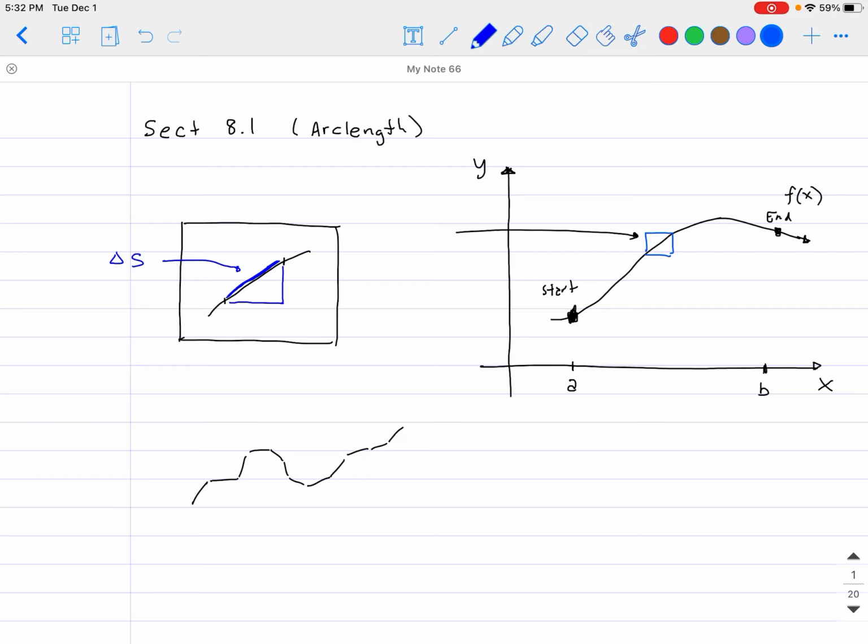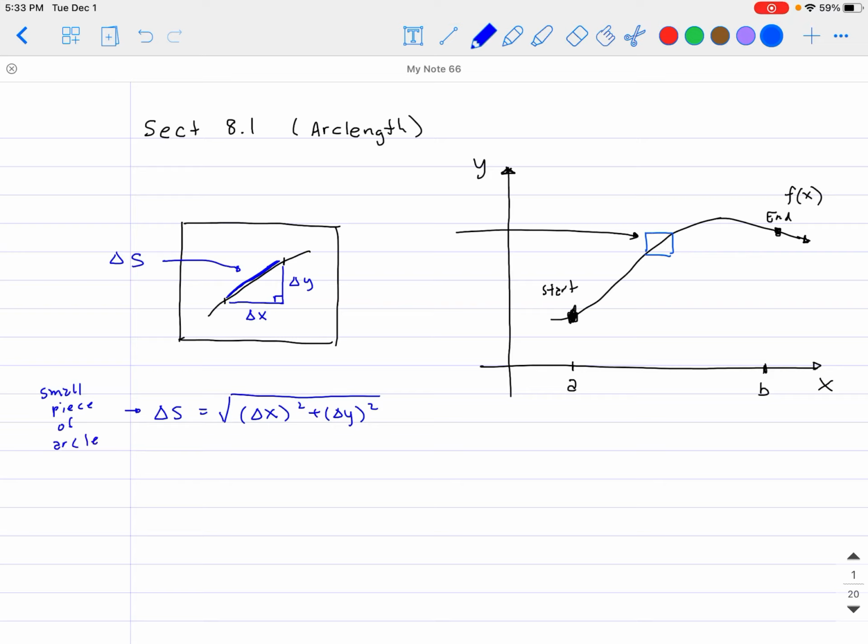Now, that delta S you can solve for because it's a right triangle, by the following. The horizontal component, we're going to go ahead and call the change in x, whereas the vertical component, we're going to call the change in y. And so if we put it all together, then that means that delta S, that small little piece of arc length, is equal to the square root of delta x quantity squared plus delta y quantity squared. So this right here is a small piece of the arc length, okay?